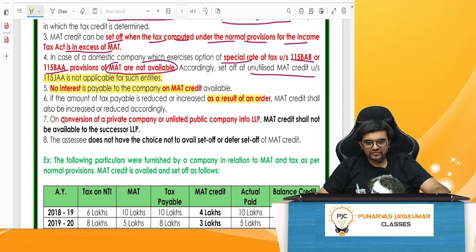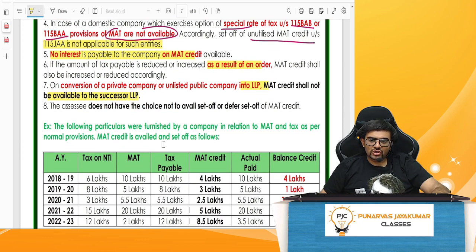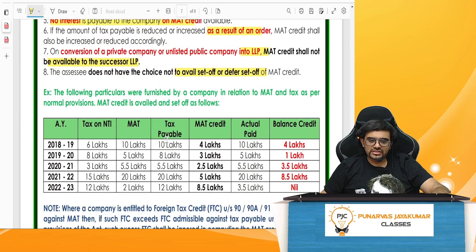On conversion of a private company or unlisted public company into LLP, MAT credit shall not be available. The company does not have the choice not to avail set off or to defer set off. You cannot say next year we will see, nothing doing. If it is in excess, you can take credit, and next year it has to be set off.